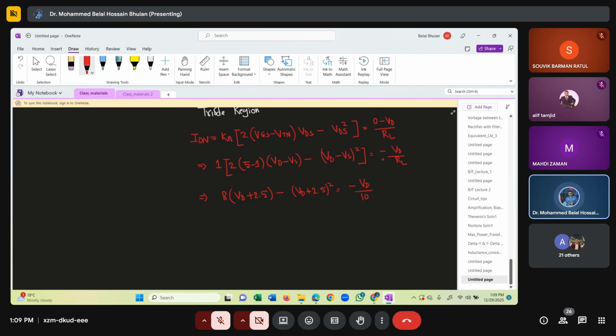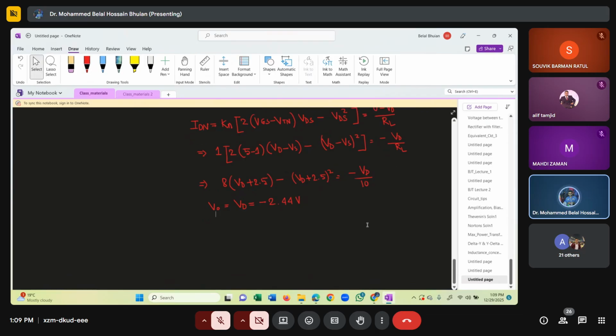So at the end of the day we're going to get a quadratic equation of the type we already obtained before. So we will get VD. You're probably going to get a value of VD that should be something like 2.44 volt. That's what you're going to find. So we got VD, that is in fact our V0.